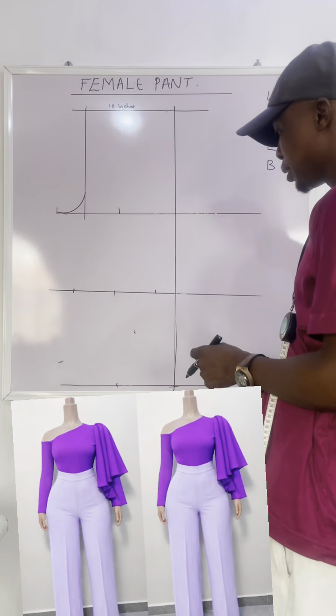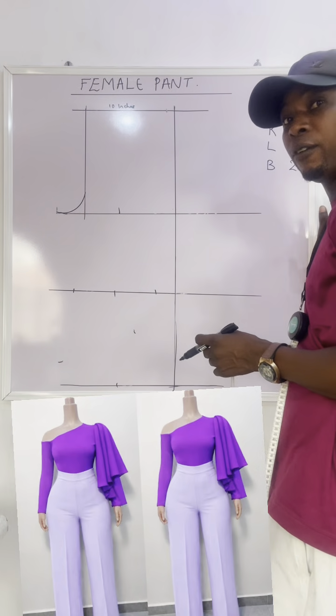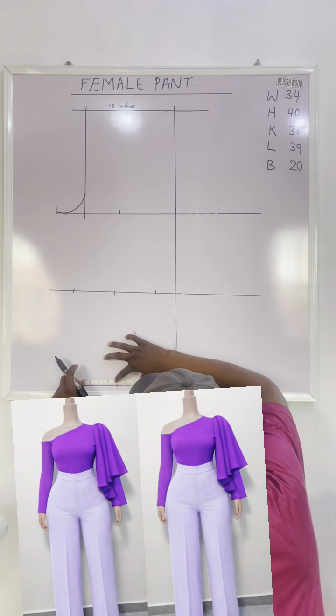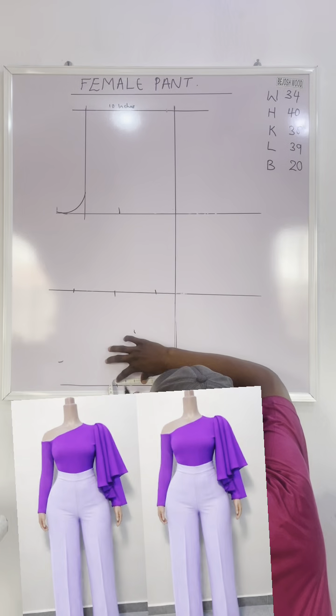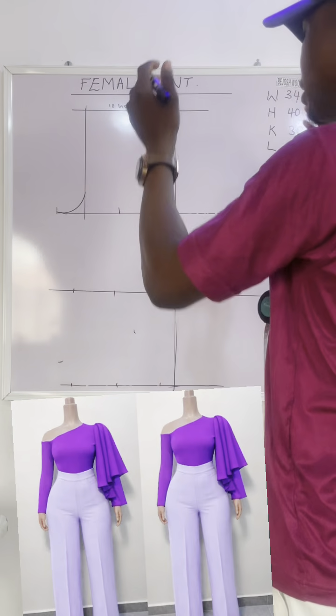The band measurement here, we said is 20. 20 divided by 2 will give us 10. Now, we want to have 10 here. You know, it's palazzo, it's parts that are usually free. So you're going to connect those lines now.